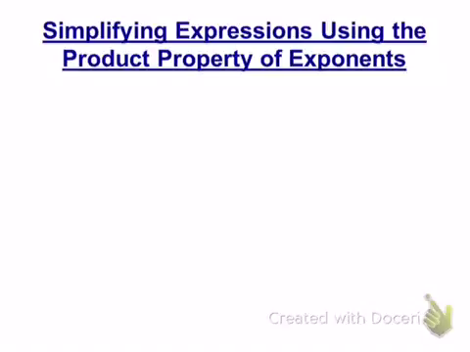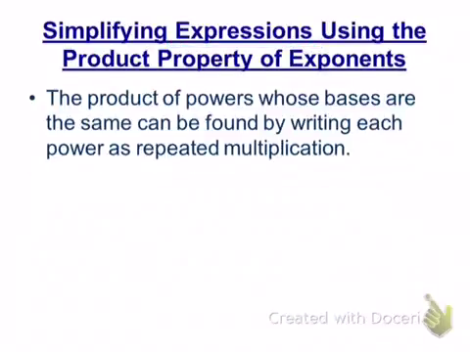Now, simplifying expressions using the product property of exponents. Now we're switching from numbers to expressions. Expressions can contain numbers, variables, or a combination of numbers and variables. So we're going to be dealing with some algebraic aspects of exponents here. What are the rules that govern algebraic operations?